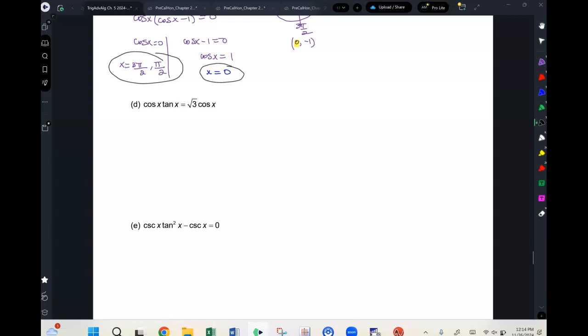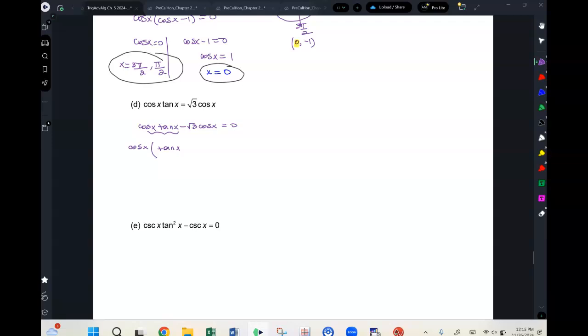Well, we can't factor anything out right now. First, we have to bring everything to the same side and set it equal to 0. So let's do that. Cosine x tangent x minus root 3 cosine x is equal to 0. Now, I factor out a cosine x. From this term, what do I have left over? Tangent x. If you have cosine times tangent, you take out the cosine, you have tangent.